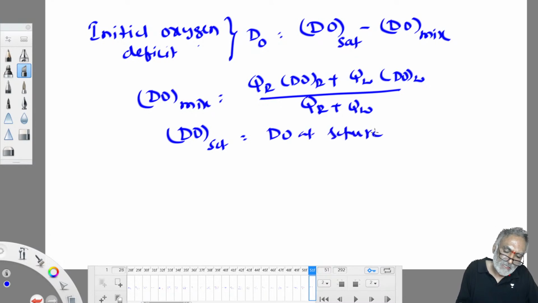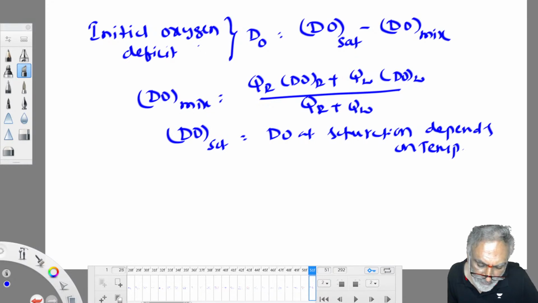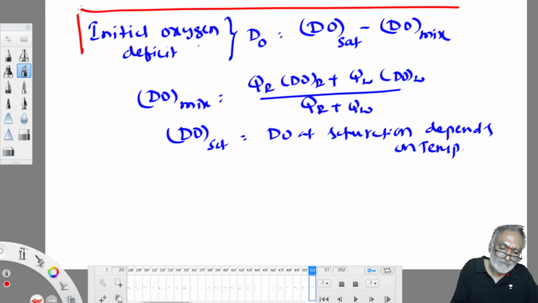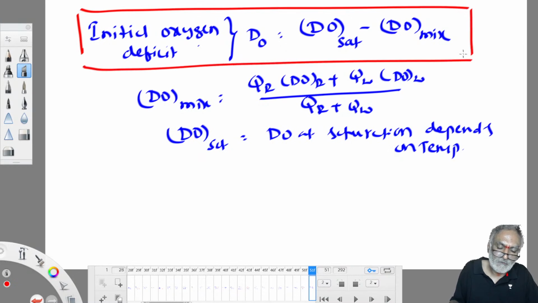DO sat, dissolved oxygen at saturation, that is a constant, depends on temperature, external temperature. So that they will give you. So initial oxygen deficit, one time this question has been asked in GATE exam. Find initial oxygen deficit after mixing sewage effluents into water course having so and so DO, something like that. So you can work out like this. So this question also asked. That's all, that is disposal.